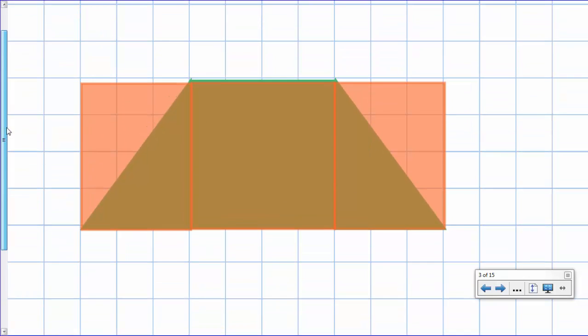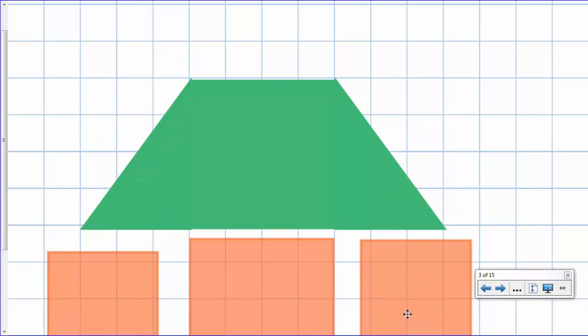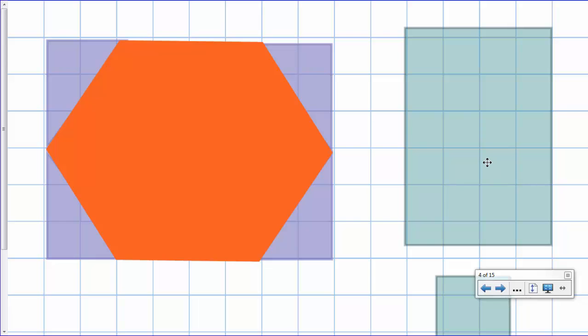If we cover these, we can see we have a square, which is a 4 by 4 square, 16 square units. We have 4 by 3, 12 square units, half of that for the triangle, so 6 for this piece, and 6 for this piece. So we have 12 plus 6, which equals 24 square units.